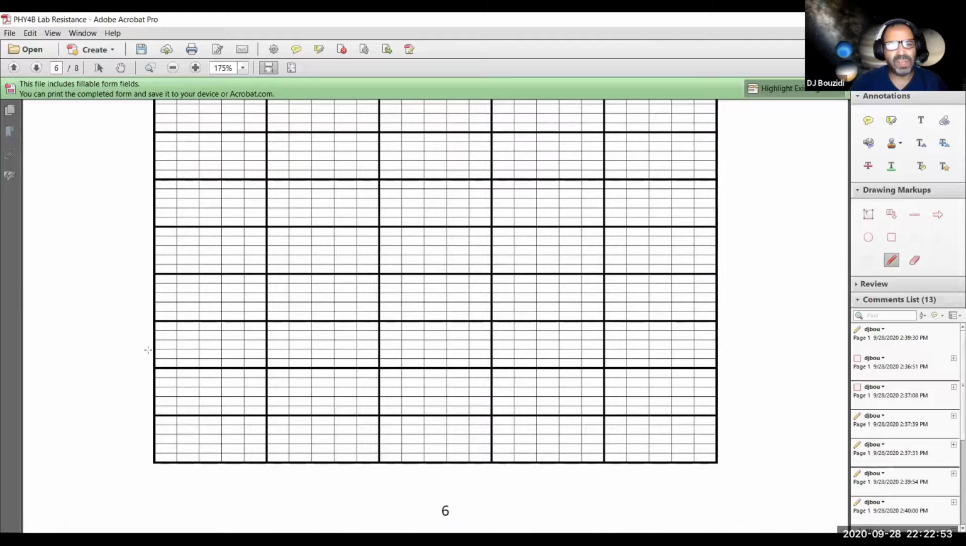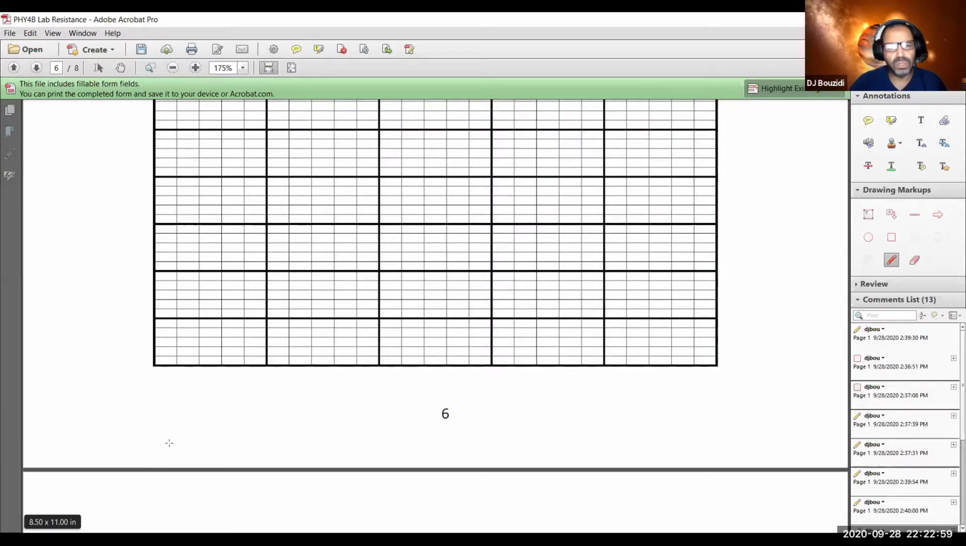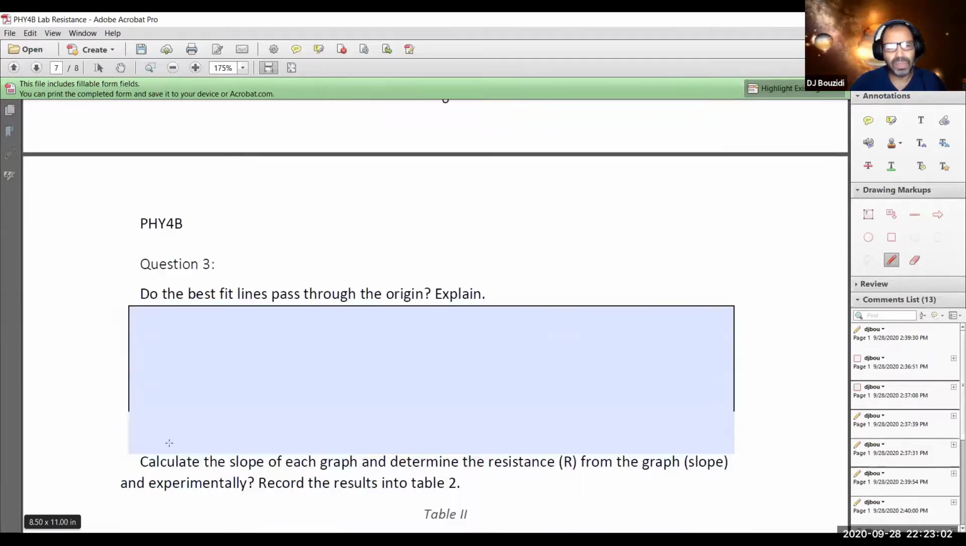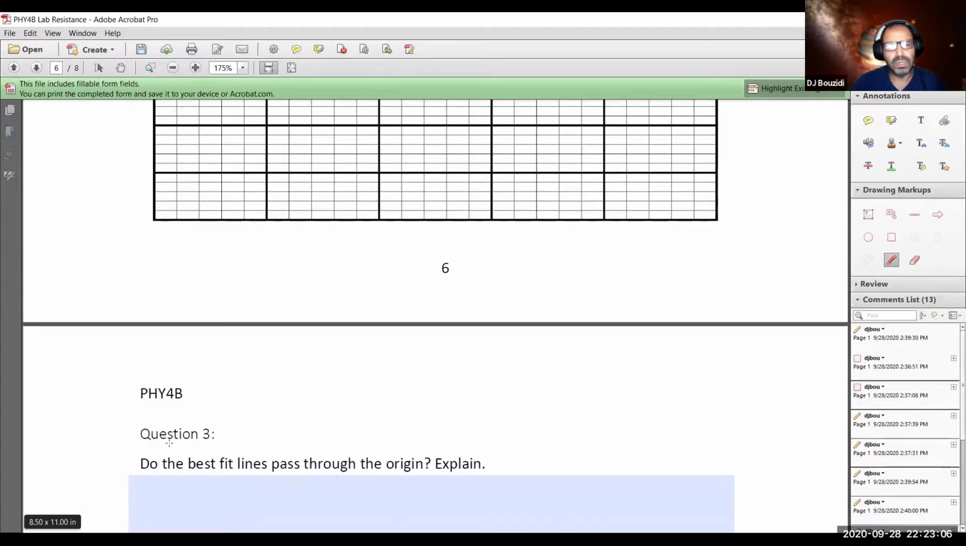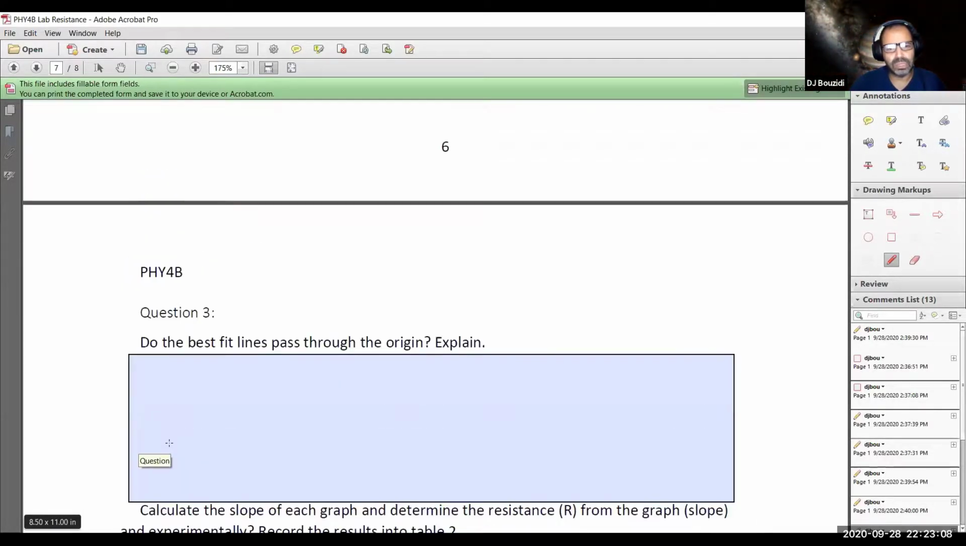And do the best fits passing by the origin, because remember, V equals Ri: when the current is 0, the voltage is 0. So do you get the line passing by the origin? If it doesn't, what does this mean? Okay, you're off by a little bit, and that's typical also.